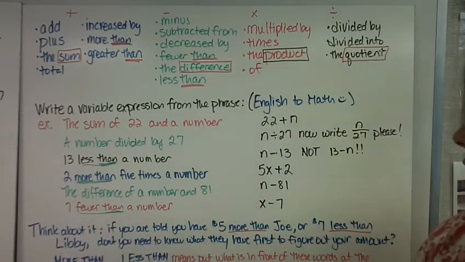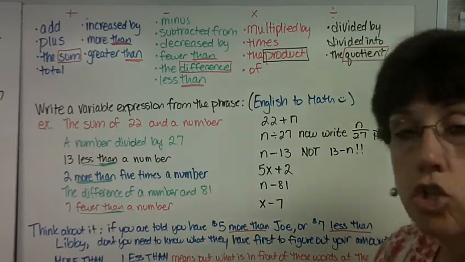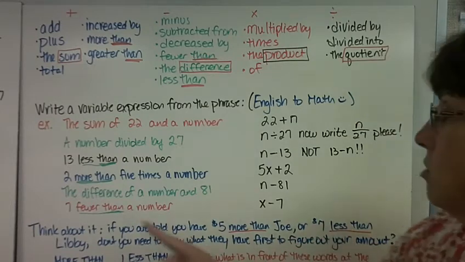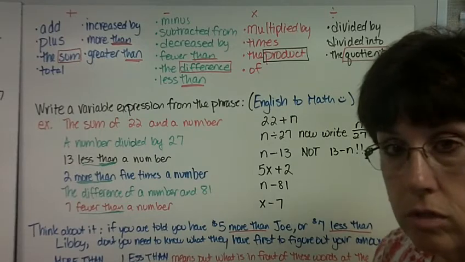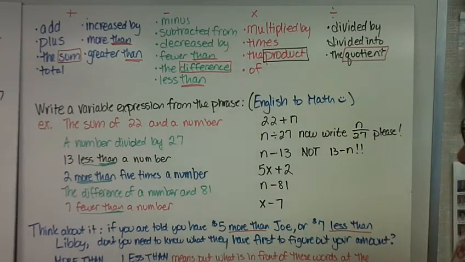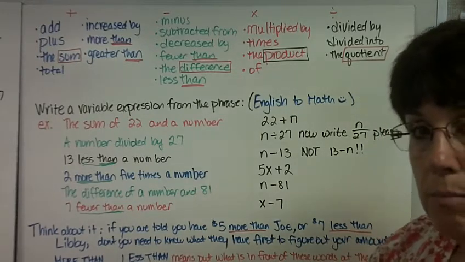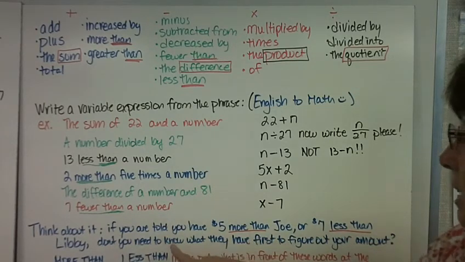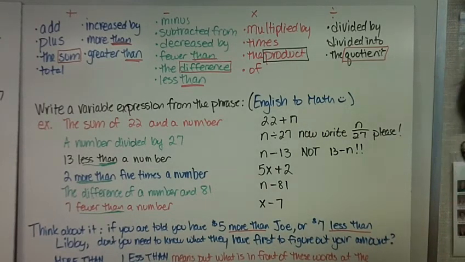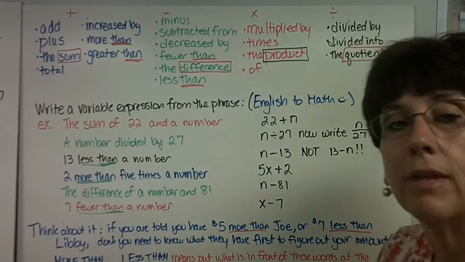Think about it. If you are told you have $5 more than Joe, or $7 less than Libby, don't you need to know what they have first to figure out how much money you have? So more than or less than means put what is in front of these words at the end of the math sentence. So 5 more than Joe turns into x plus 5. 5 goes at the end. 7 less than Libby, we need to know how much Libby has first, then we subtract the 7. And that's it.